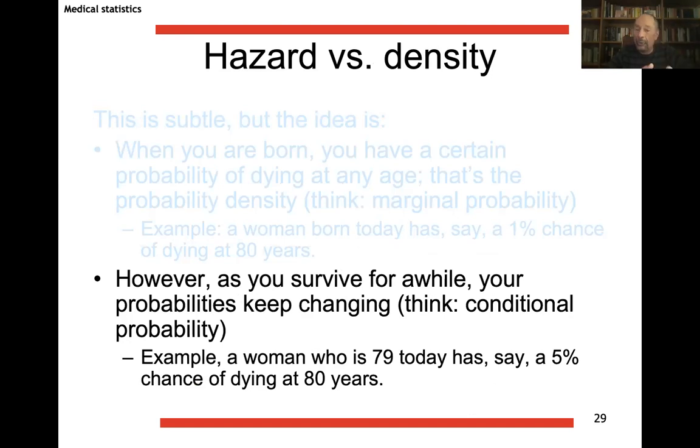However, if you survive for a while, your probability keeps changing. So it's a conditional probability. That's why you need a Bayesian formulation. For example, a woman who is 79 today will have a 5% chance of dying at 8 years. So now it's the probability to die in the next interval. That's why, of course, the older you are, there is a tendency for it to increase every time.